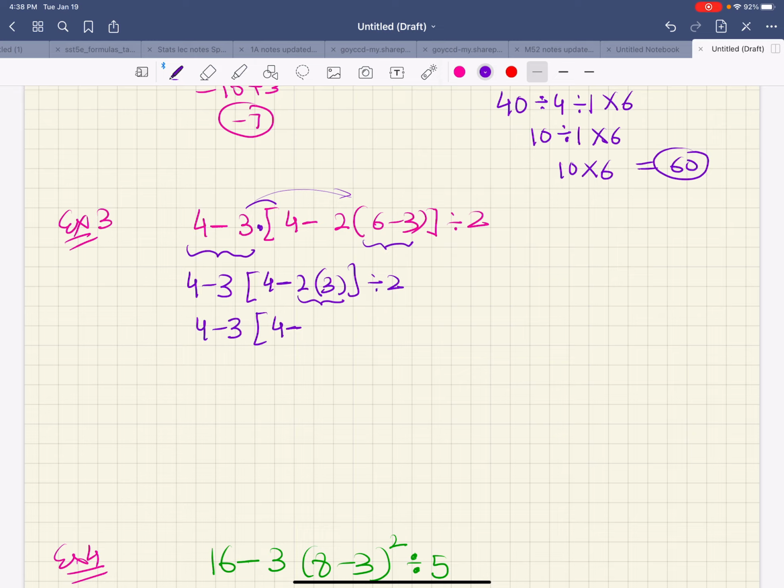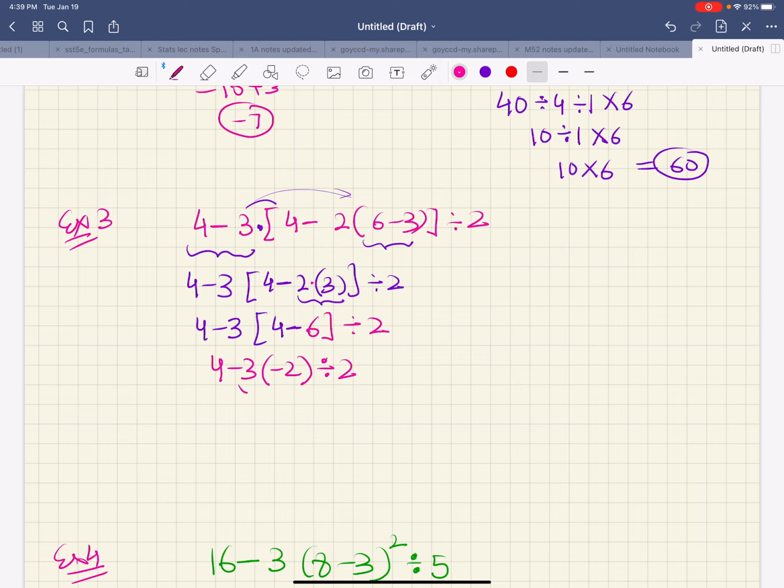The parentheses means multiplication. When there's no symbol between the number and the parentheses and the inner number, it means we are multiplying those two, okay? So this means there's a multiplication here. That would be 2 times 3 is 6. Now again, let's do the parentheses first. 4 take away 6 is negative 2.